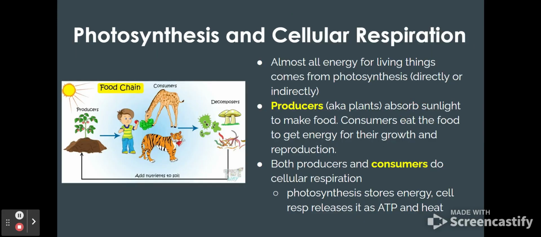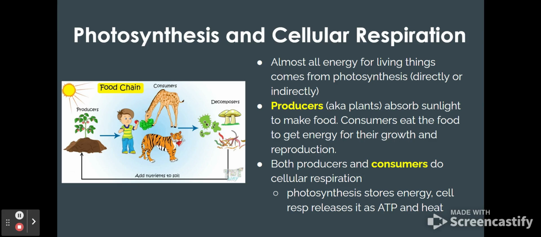So almost all energy for living things comes from photosynthesis, either directly or indirectly. Producers, or plants, absorb sunlight to make food. Consumers eat the food and we get the energy for our growth and reproduction. Now, both producers and consumers do cellular respiration.